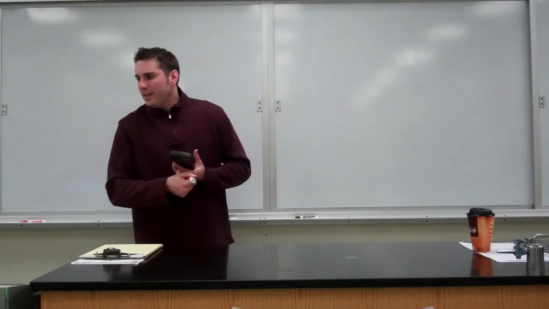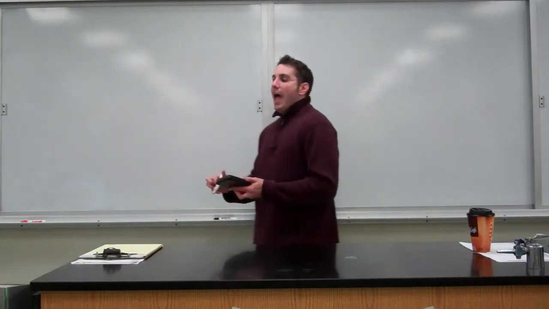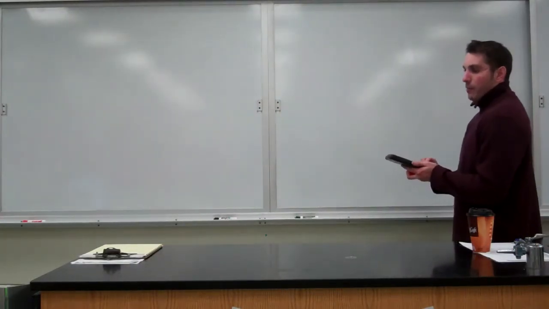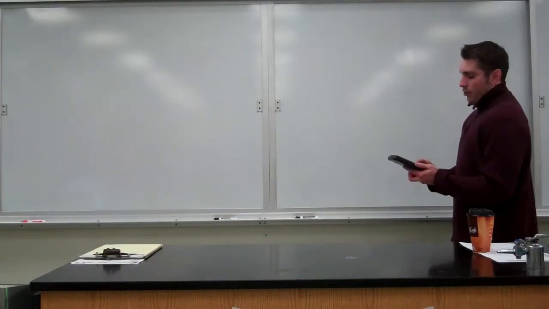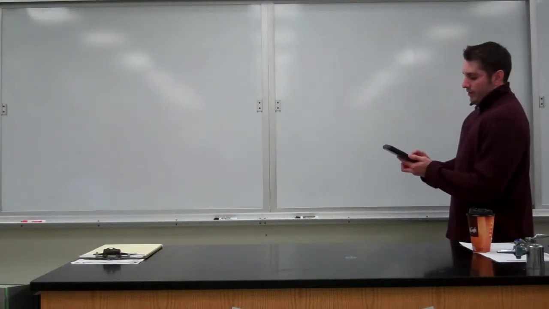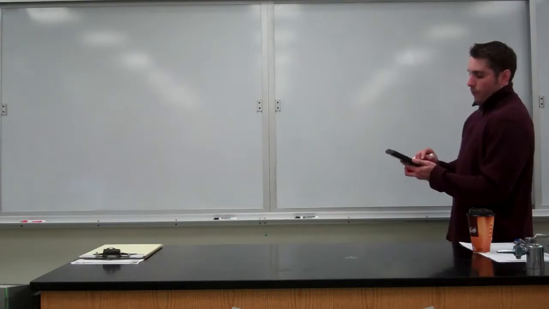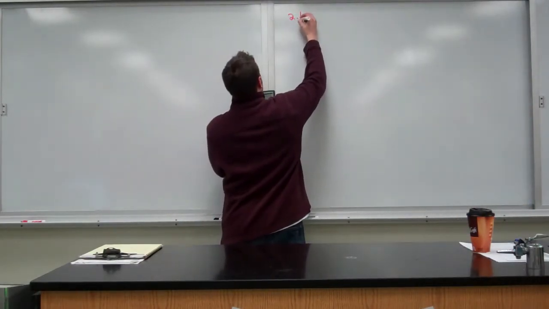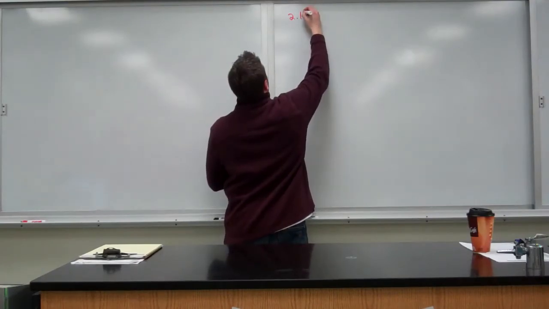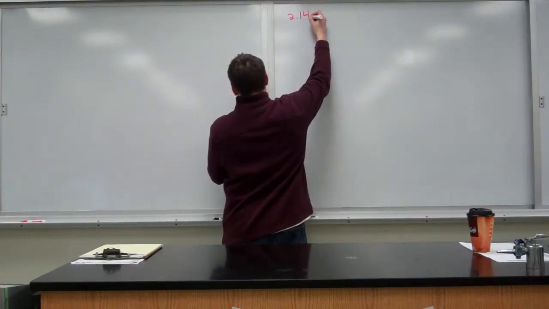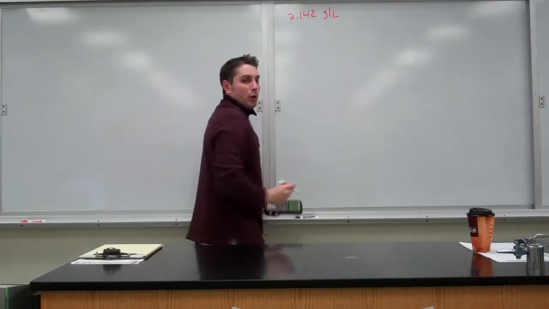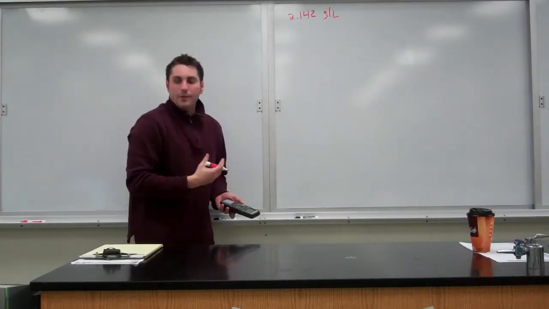Number 1, the density of ozone at STP. If you do it correctly, you should take 48.00 grams per mole, divided by 22.414 liters. That leads you to 2.142 grams per liter as the answer to number 1.